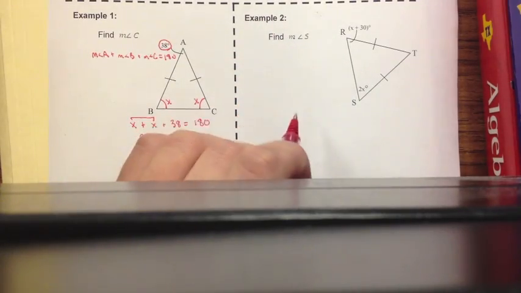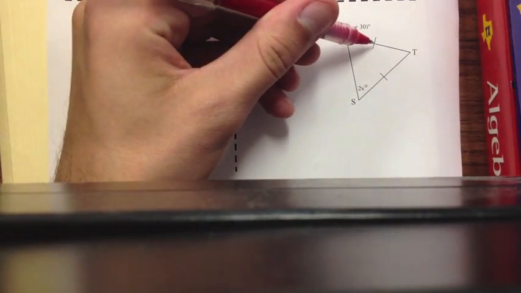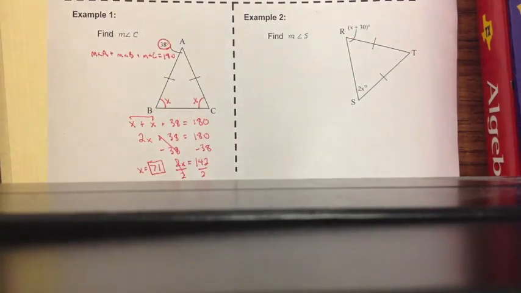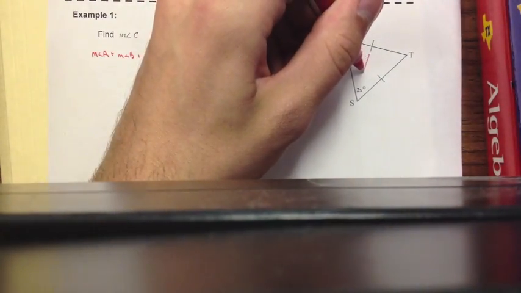On example 2, we're going to do just a little more complex algebra. Now, the triangle itself is oriented a different way, which can be kind of scary.